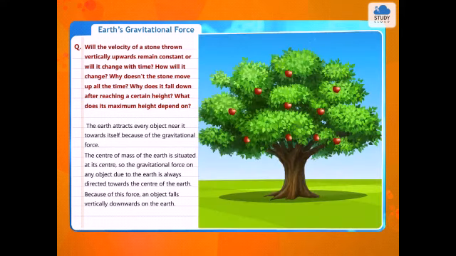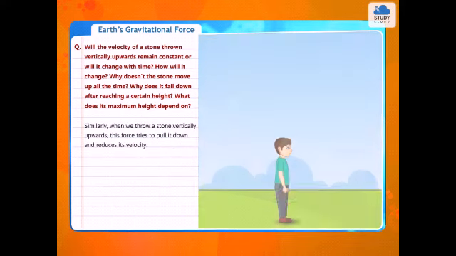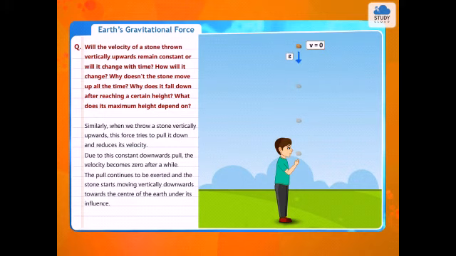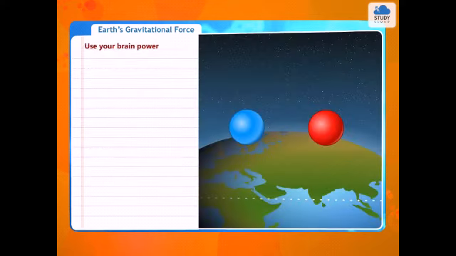Because of this force, an object falls vertically downwards on the earth. Similarly, when we throw a stone vertically upwards, this force tries to pull it down and reduces its velocity. Due to this constant downwards pull, the velocity becomes zero after a while. The pull continues to be exerted and the stone starts moving vertically downwards towards the center of the earth under its influence.